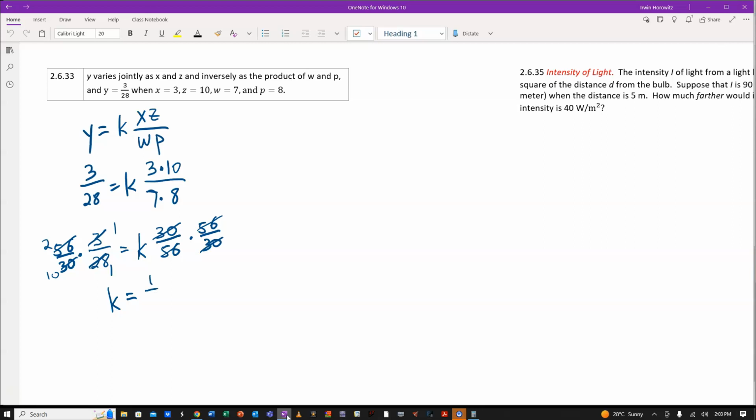2/10 simplifies to 1/5. So our equation of variation, therefore, becomes y equals 1/5 xz divided by wp, but we'll write it as xz over 5wp, just incorporating the 1/5 into that denominator. And that would be our equation of variation for this particular situation.